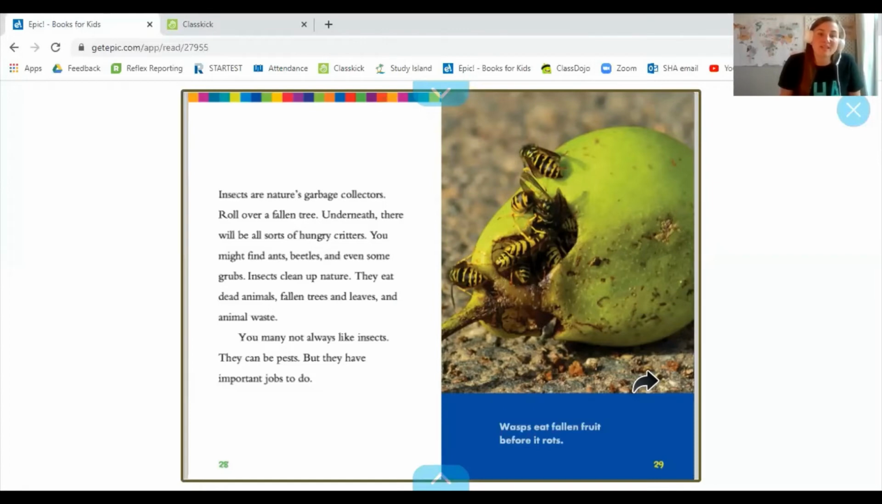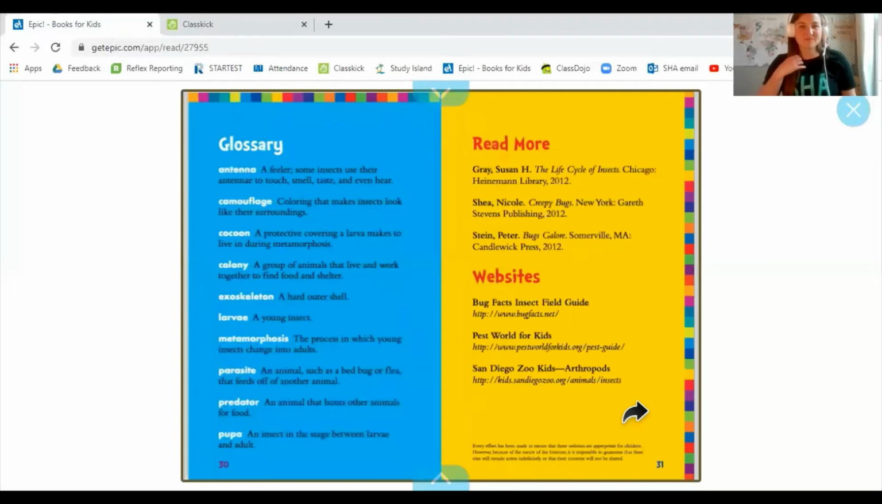You might not always like insects. They can be pests, but they have important jobs to do. Wasps eat fallen fruit before it rots.